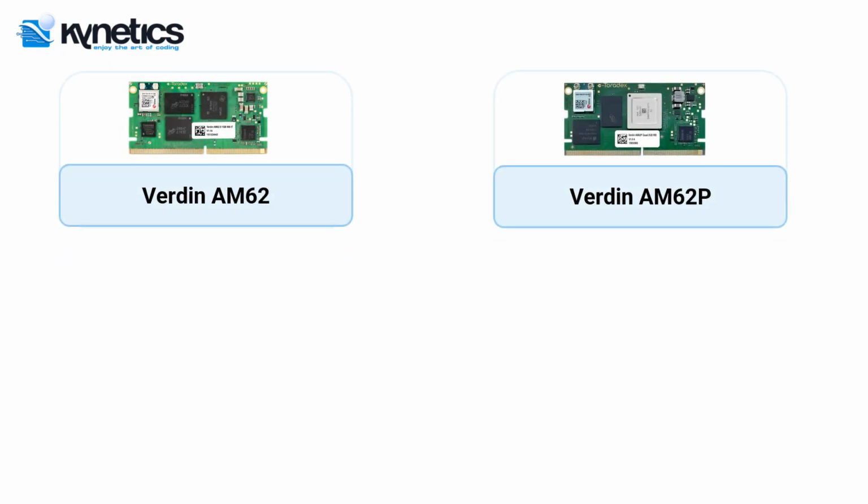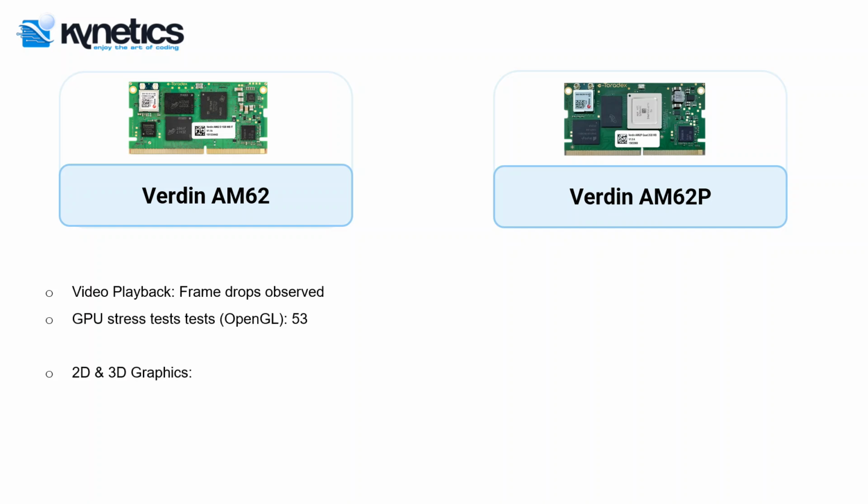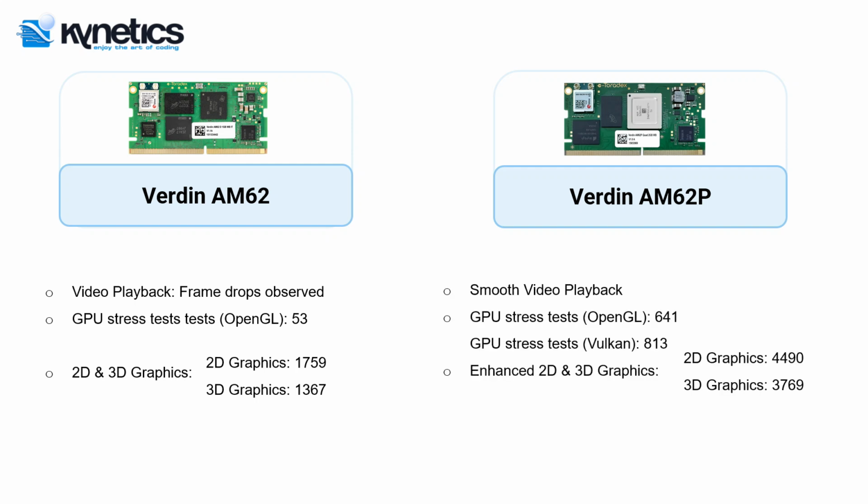Across all evaluated workloads, including video playback, synthetic GPU benchmarking, and practical 2D and 3D graphics tests, the Verdin 62 Plus consistently demonstrates significantly higher graphical performance than the Verdin 62, clearly positioning it as the stronger platform for graphics-intensive embedded applications.